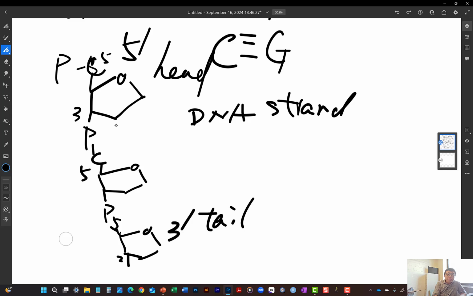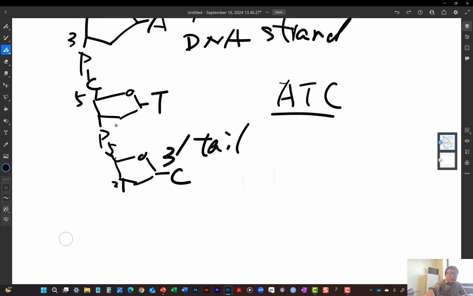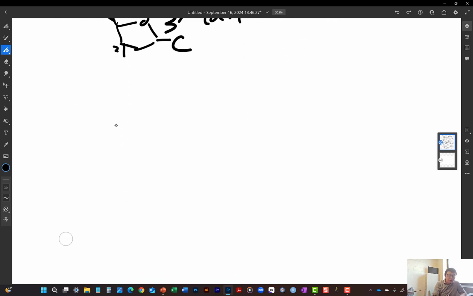When we read the DNA sequence, for example, if this one is A, this is T, and this is C, the sequence is A, T, C. So a DNA sequence is basically the sequence of different bases read from the 5 prime end to the 3 prime end. We call this a single-stranded DNA sequence, or ssDNA.